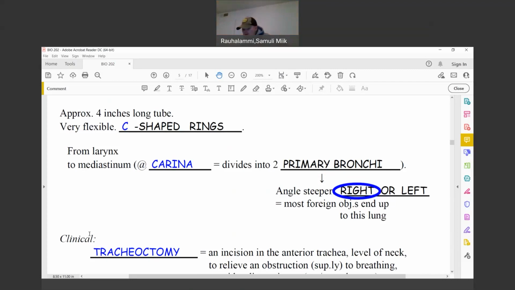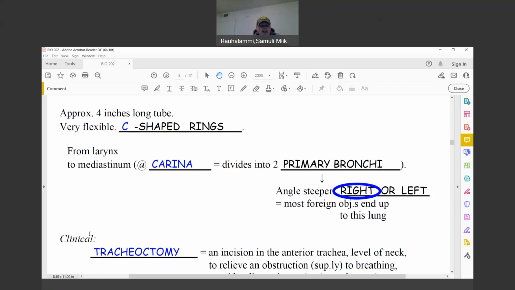What we'll end up noticing also is that our right primary bronchus comes down at a steeper angle than the left one. And for this reason, if we're looking for foreign objects, and kids, especially infants, are really good at inhaling stuff that they shouldn't, if it goes down the respiratory tract, we probably would find these foreign objects more commonly in the right lung because of this steeper angle. So that's something to keep in mind as well.